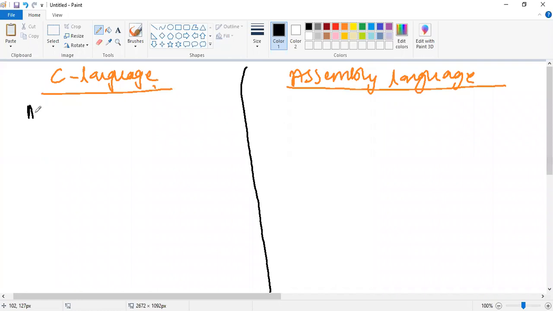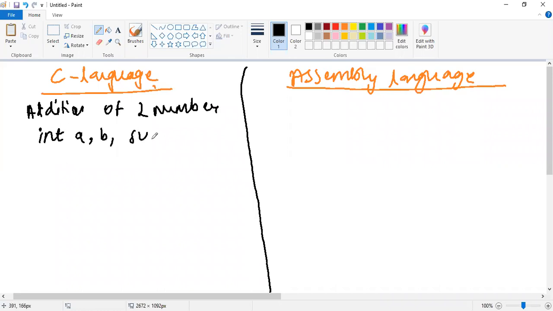Now let's see this one. Assume the addition of two numbers. See how we will write this. First of all, we will take an input from the user. What we used to write is cout, cin. Assume there are two variables, we have taken int a, b, and sum.